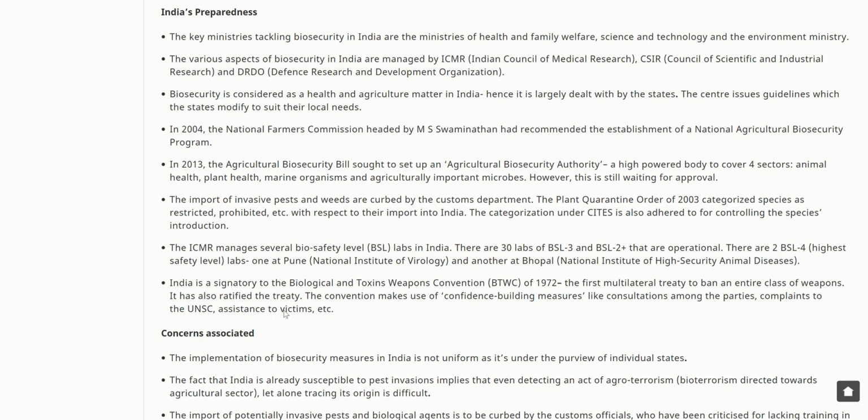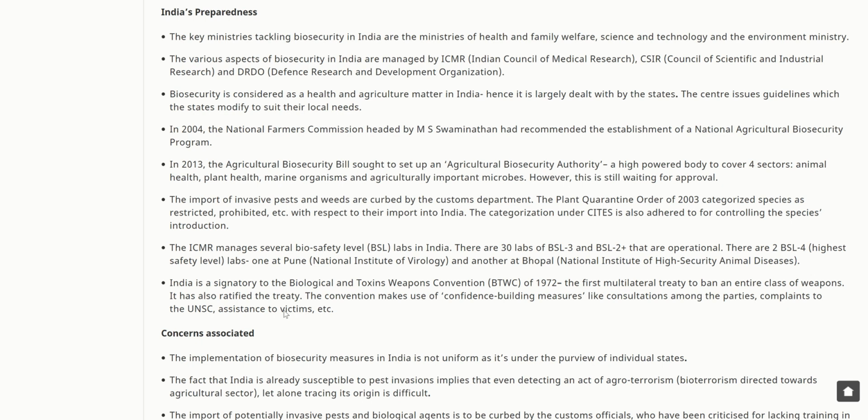The import of invasive pests and weeds is checked by the Customs Department. The Plant Quarantine Order of 2003 categorizes species as restricted, prohibited, etc. with respect to their import into India. The categorization under CITES is also adhered to for controlling the species introduction. The ICMR manages several biosafety level labs in India. There are about 30 labs of BSL 3 and BSL 2 plus that are operational. There are about 2 BSL 4 highest safety level labs, one at Pune and the other at Bhopal.